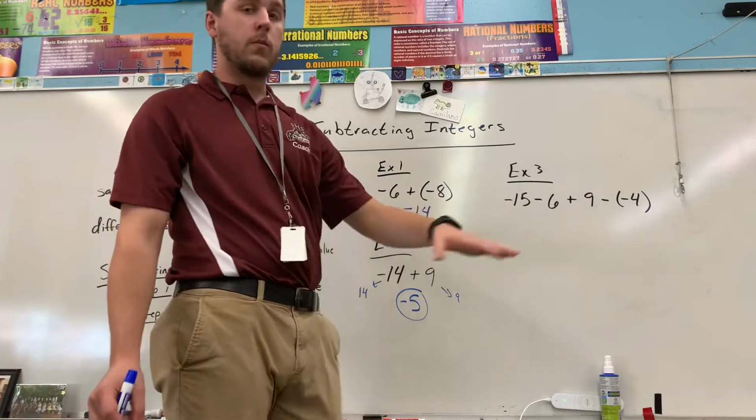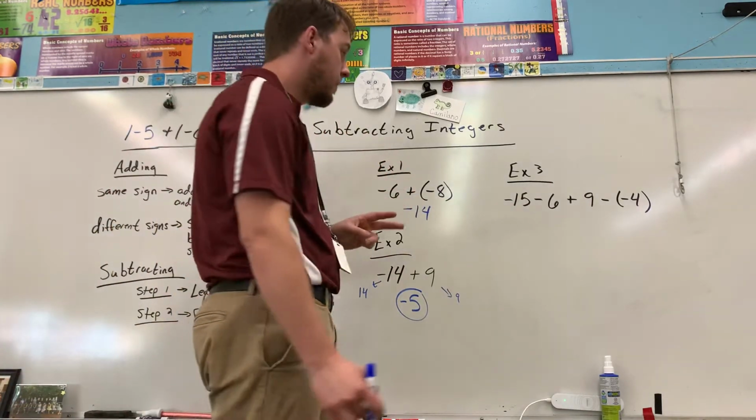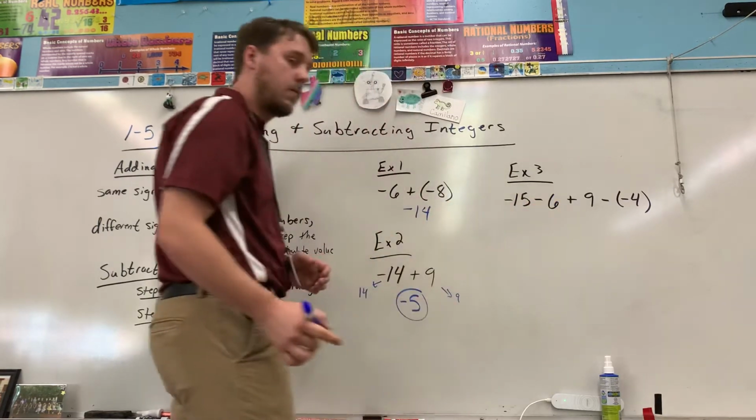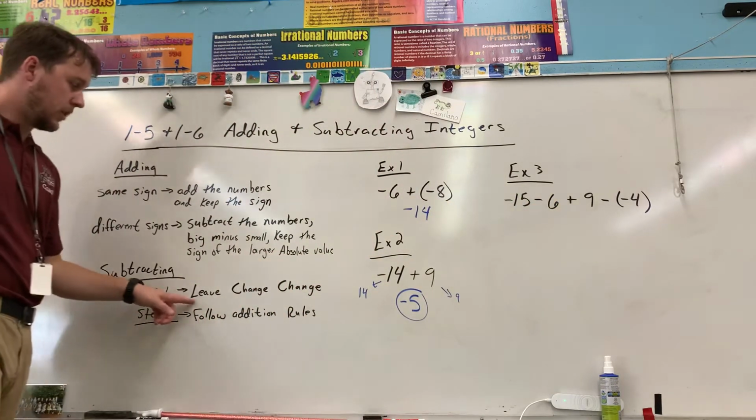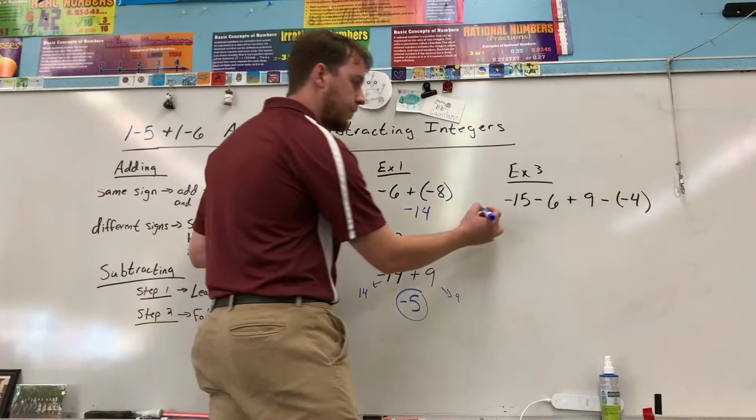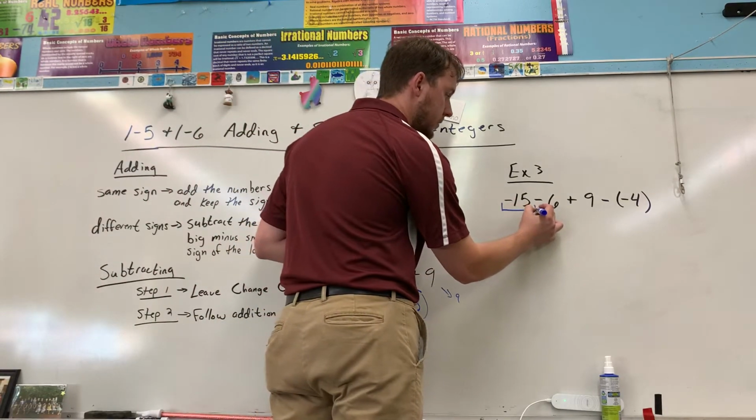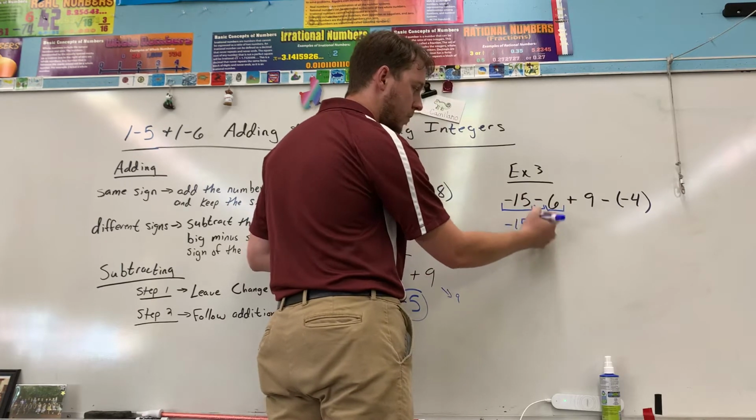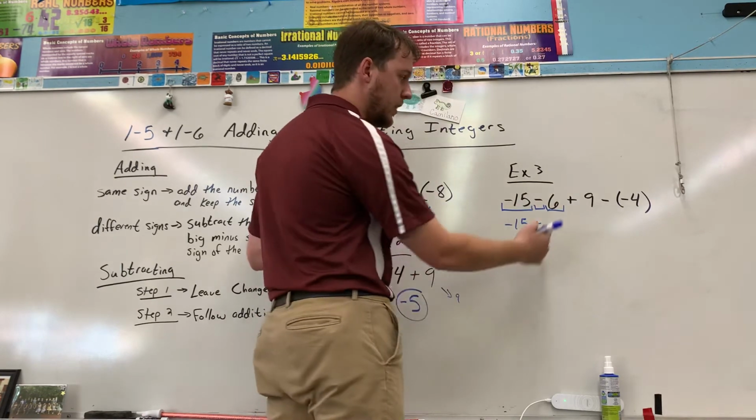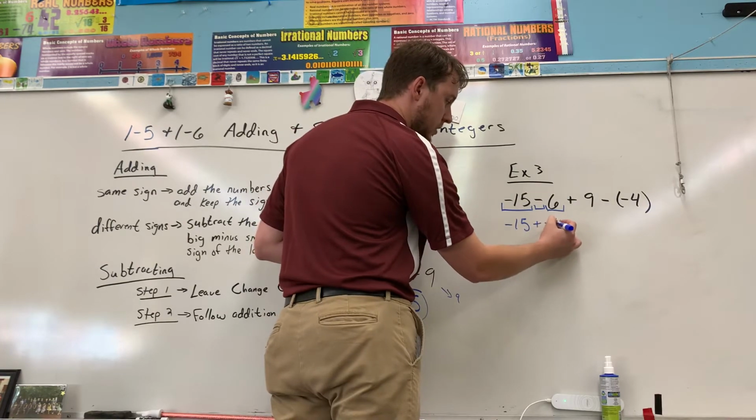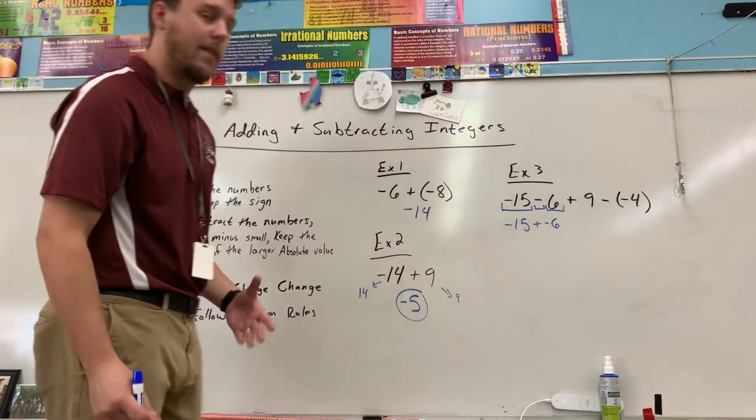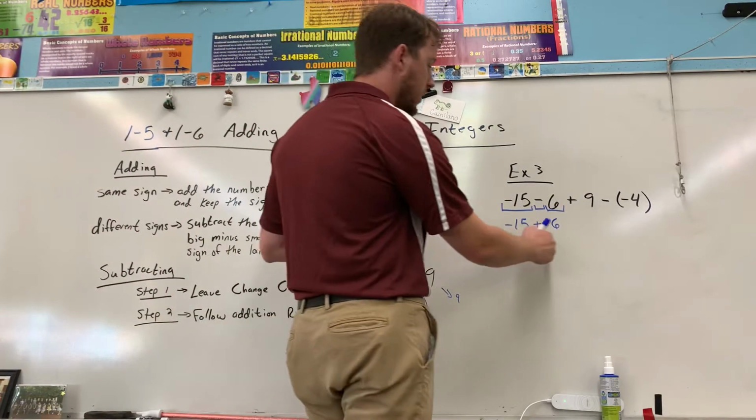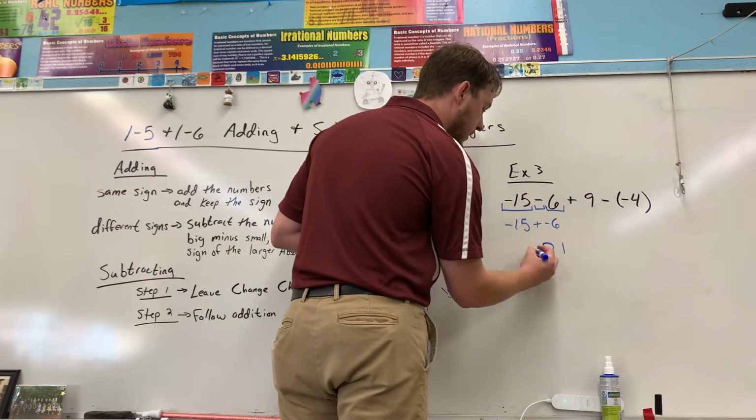Example 3, we have 4 numbers in it. We're going to take it 2 at a time. So our first one's -15 minus 6. Subtraction. We have to leave, change, change. So 3 parts. Leave, change, and change. So -15 stays, minus changes to a plus, 6 changes to -6. Now I have addition with the same sign, so I'm going to add them and keep the sign. If I say 15 plus 6, I get 21, it stays negative.